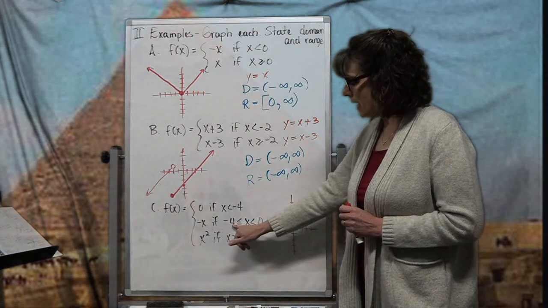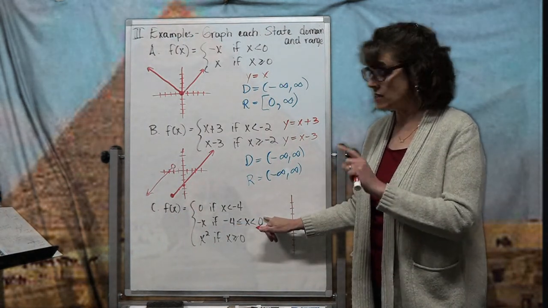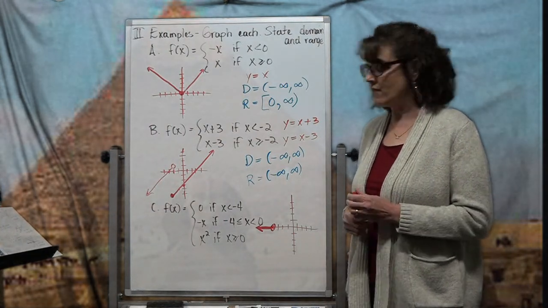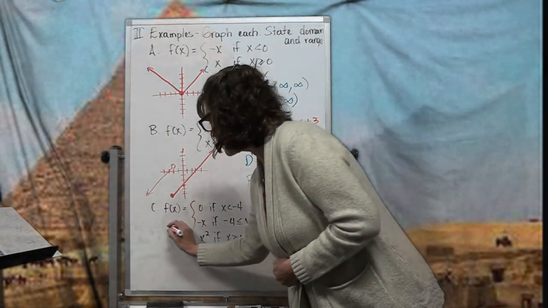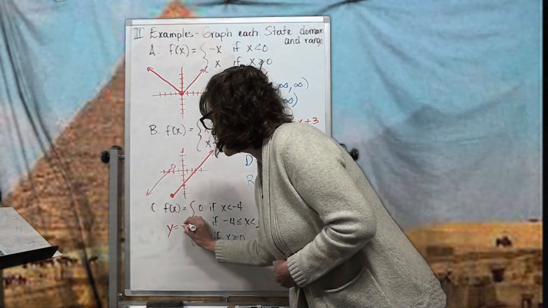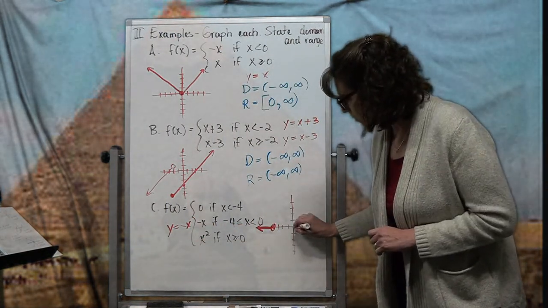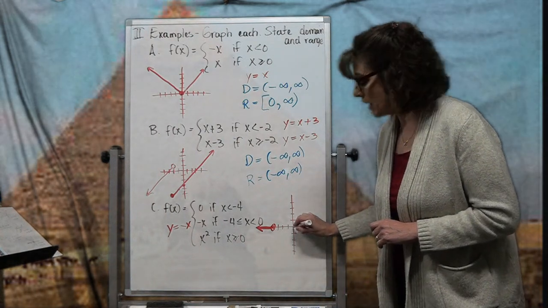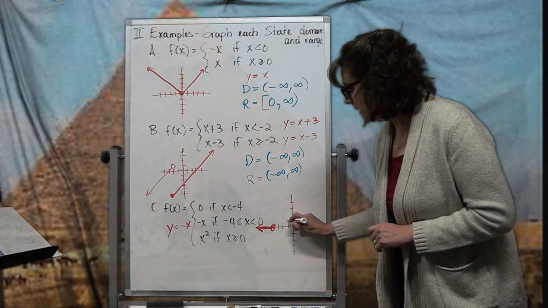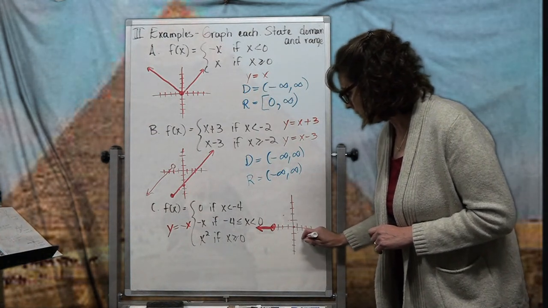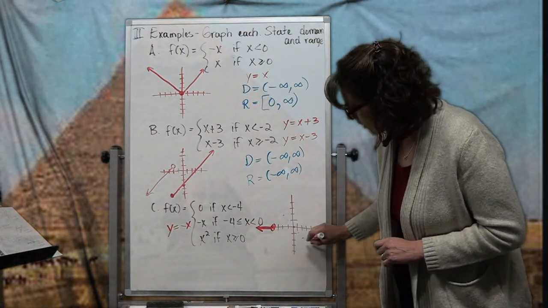Now, from -4 up to 0, not including the 0, but including the -4, this is what my graph would look like, that negative x graph. Recall, that looks like y equals -x. That is a y-intercept of 0 right here, and a slope of -1 means go up 1, left 1, up 1, left 1, or down 1, right 1, down 1, right 1. So the line's going to look like this.